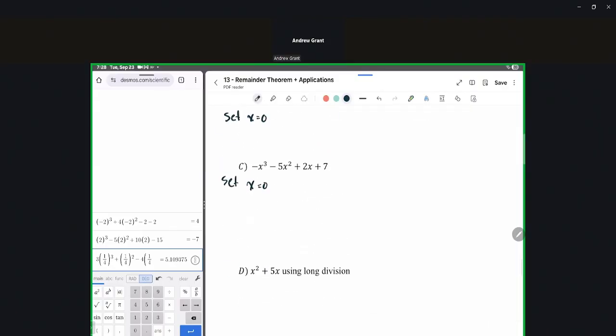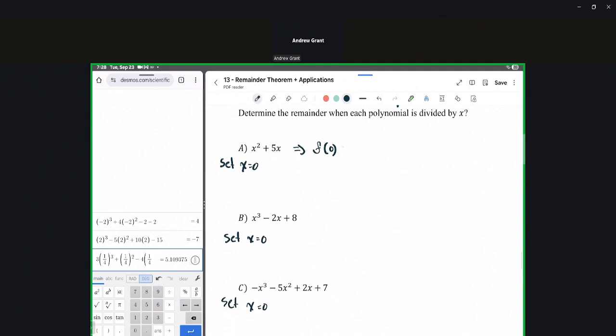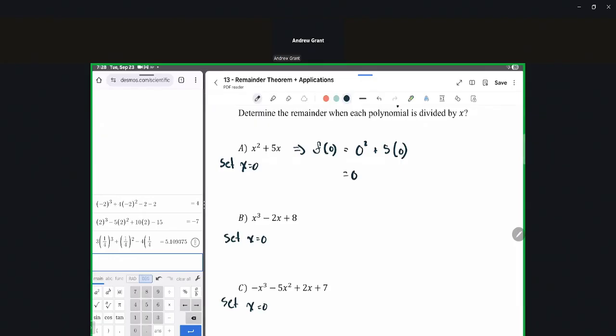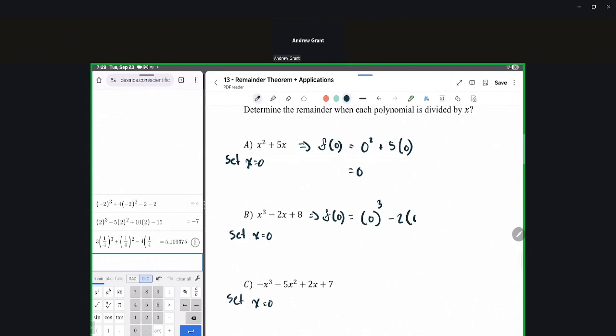And we're going to test out the long division at the bottom to make sure things look reasonable. This one I don't need a calculator for, but we'll have it here anyways. This will be 0 to the power of 2 plus 5 times 0, which is 0. For letter B, we're having a look at f of 0. So this will be f of 0, x to the power of 3 minus 2x plus 8. So we're going to write down 0 to the power of 3 minus 2 times 0 plus 8. So that's just going to be 8.